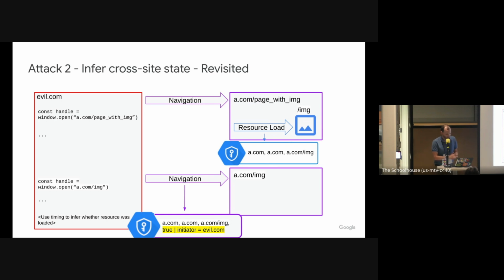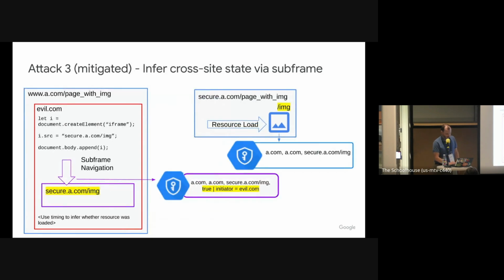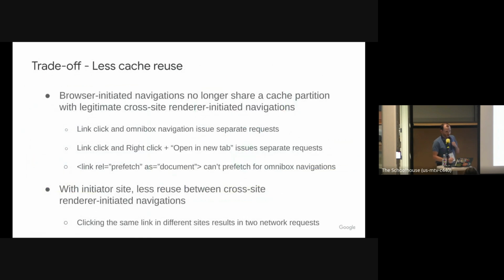then the timing information wouldn't leak the state from a.com. And similarly, in the third example, if we replace the is subframe document resource bit with the initiator, it similarly mitigates the attack. So that's really nice. Security is great. What is the trade-off? It comes at less performance because we'll have less cache reuse.